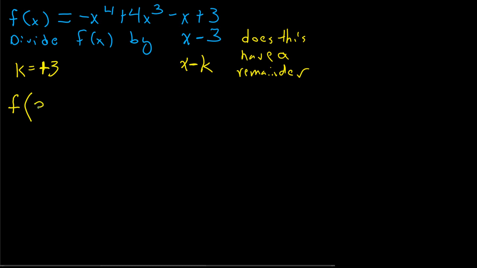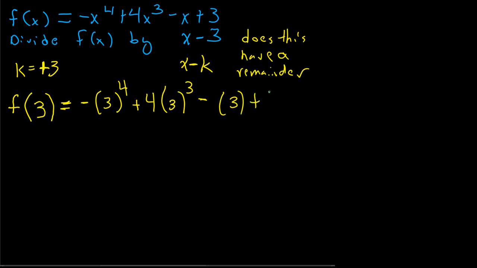So I will want to find this. So I'm going to put 3 in, and I'm going to remember my powers. Oh, I hope I remember my powers. Alright, so let's see. Did I put 3 in? So negative 3 to the 4th, 4 times 3 to the 3rd. Said it wrong. Minus 3 plus 3.